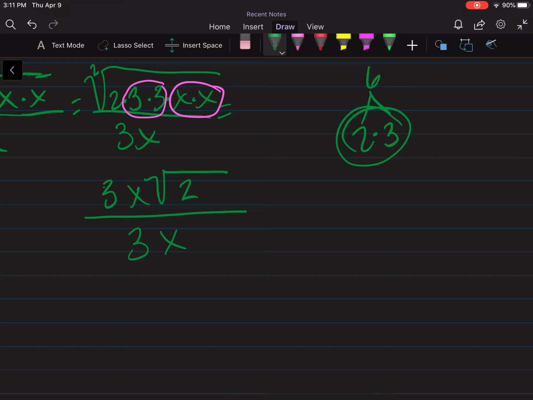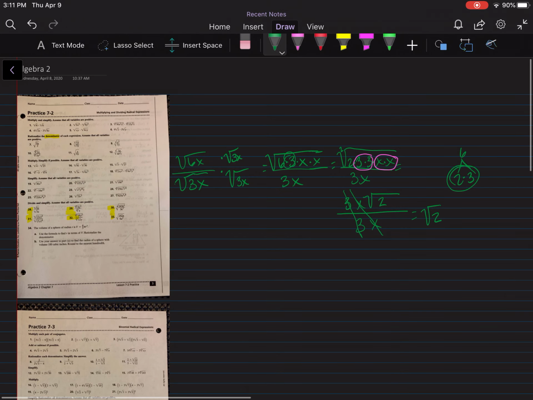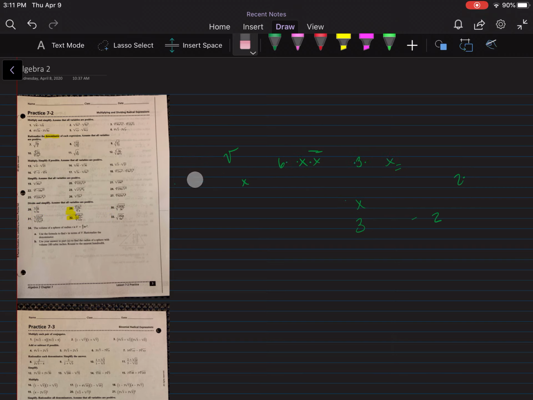And remember, we can reduce this fraction. We have to. And reducing it, we just cross out those two, and we're going to end up with root of 2, square root of 2. And all that work goes here to number 28. It's going to be the same difference for all the other ones, same process.